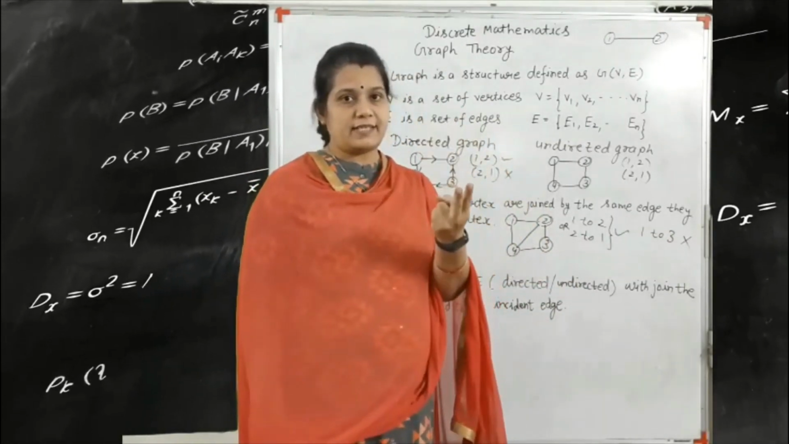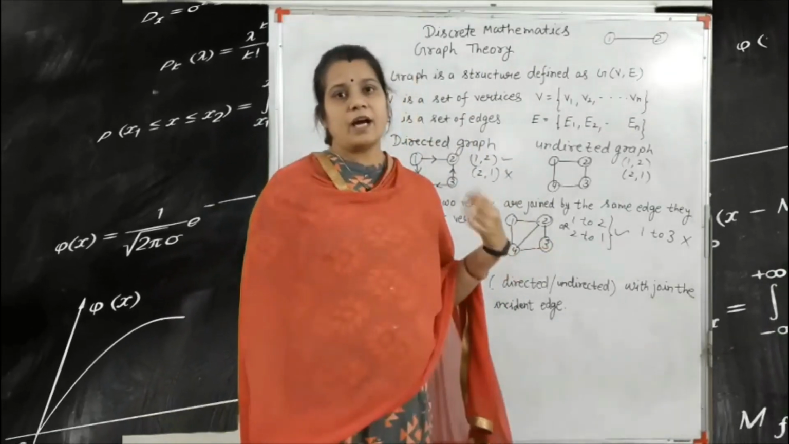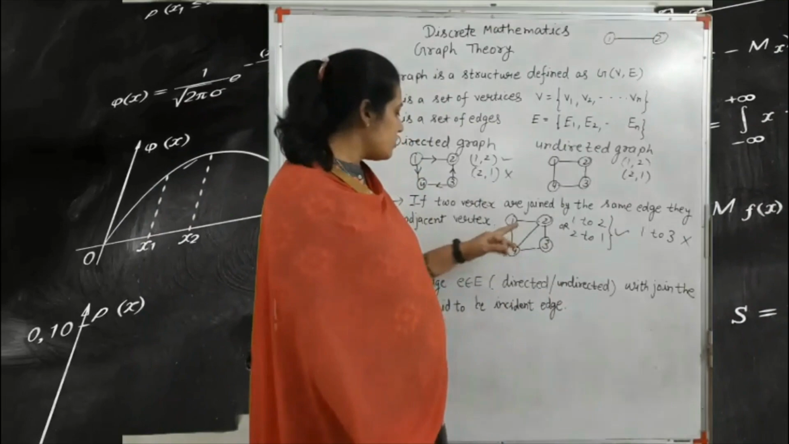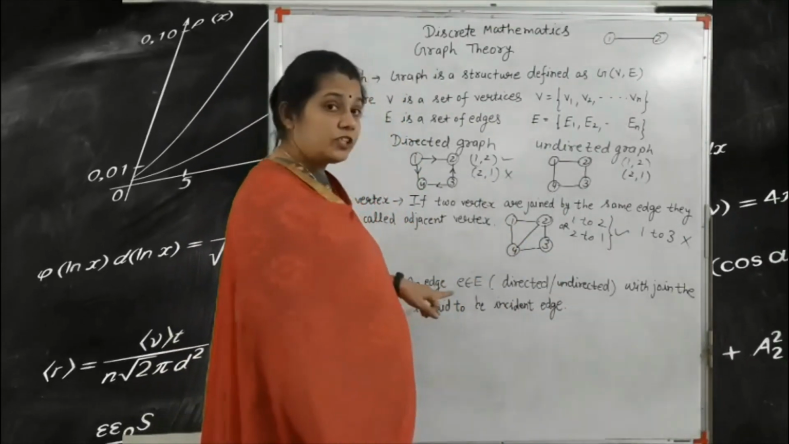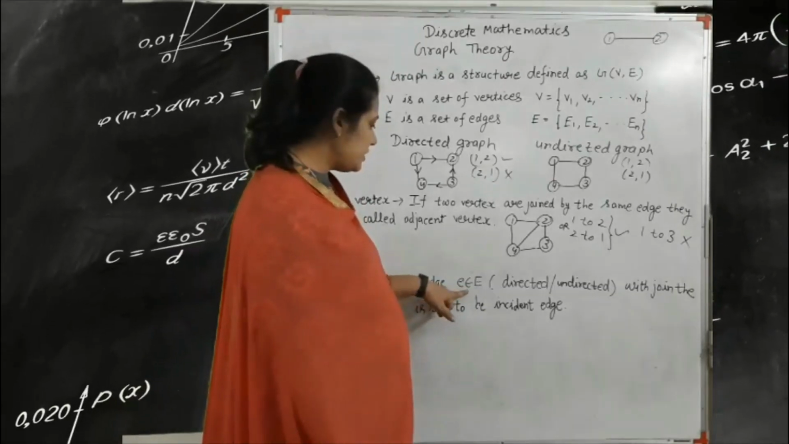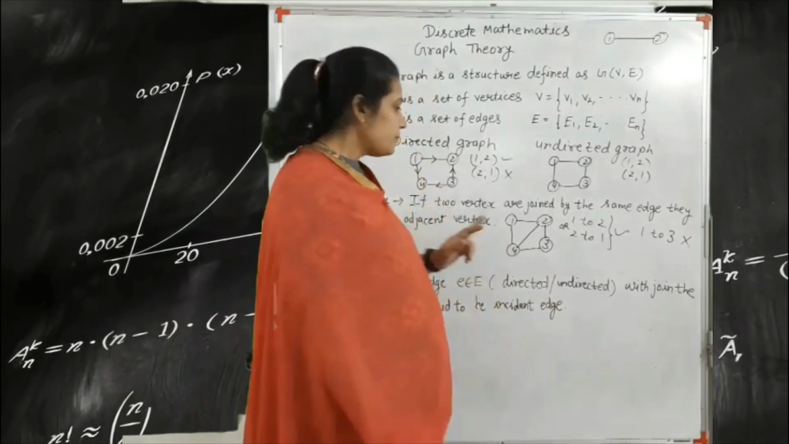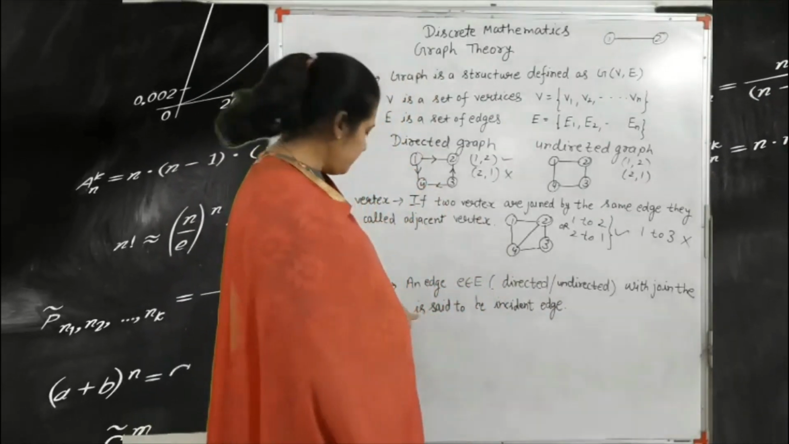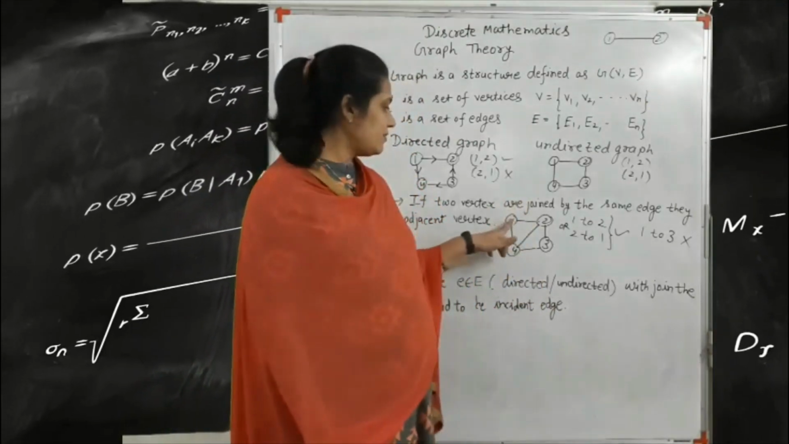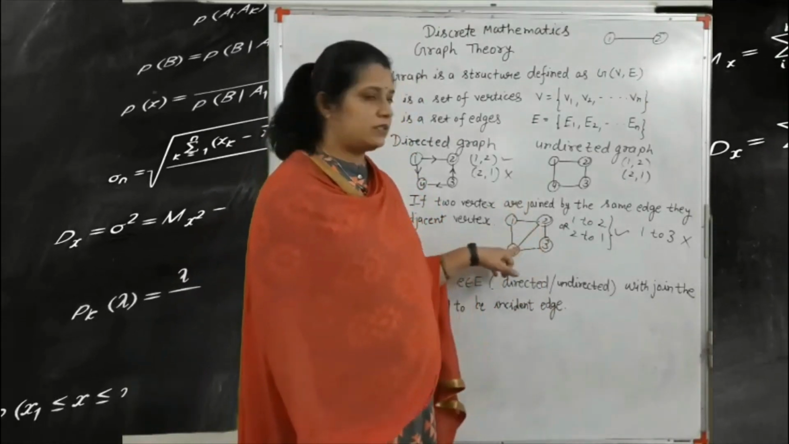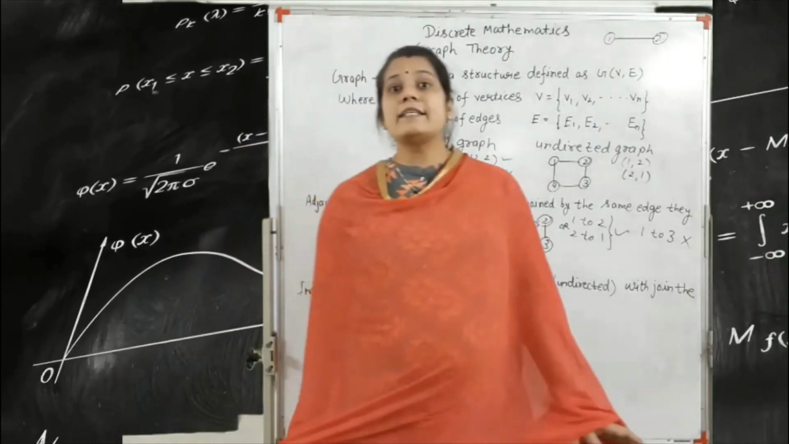are two vertices, and here there is one edge, directed or undirected. Got it? So this is an incident edge. So what is the definition? An edge e belongs to E, directed or undirected, joining the nodes V1 and V2 is said to be an incident edge. For example, we write here V1, V2, V3, V4. Okay, so this is the definition of the incident edge.